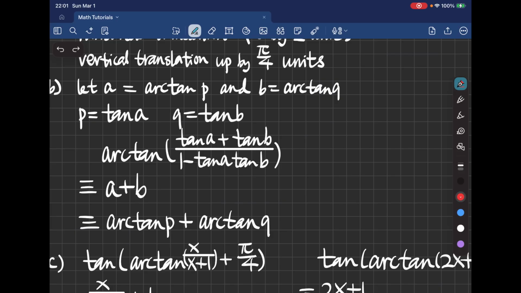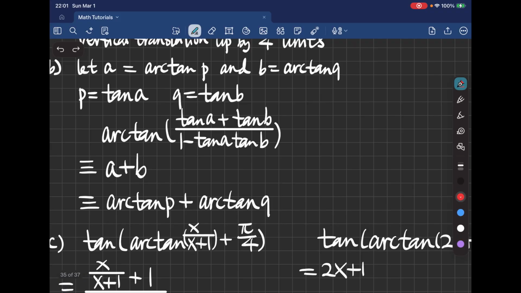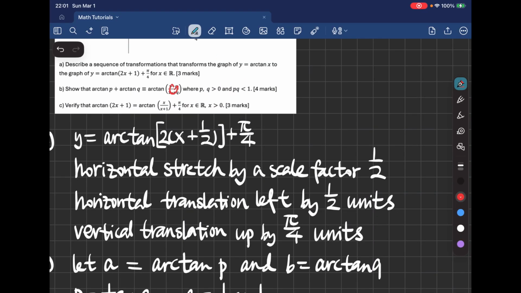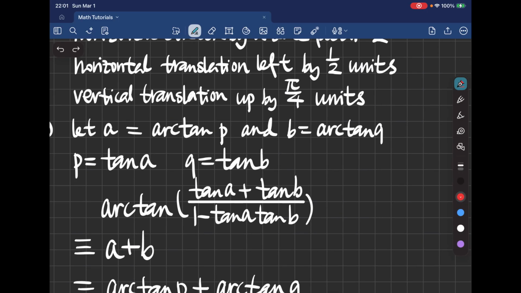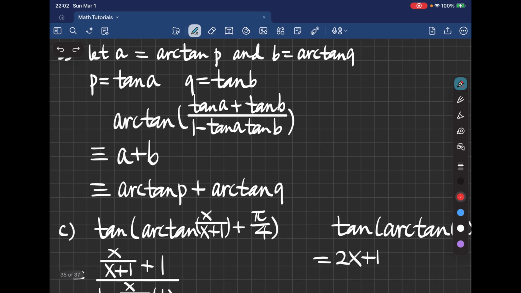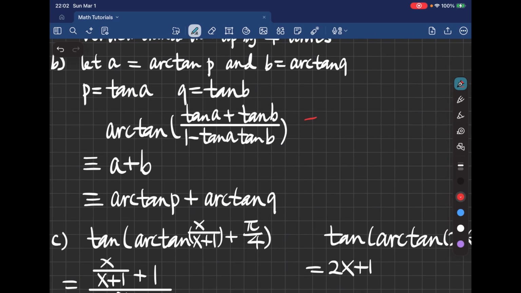So that means we can move tan to the other side. So tan A equals P and tan B equals Q, right? And arctan of this fraction, we can rewrite it using tan A and tan B, and it will look like this. It really looks like a formula in the formula booklet, right? It looks like the formula for tan of A plus B. And we took the arctan of it.